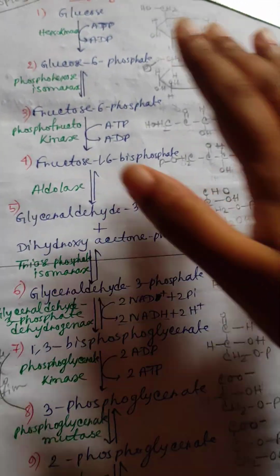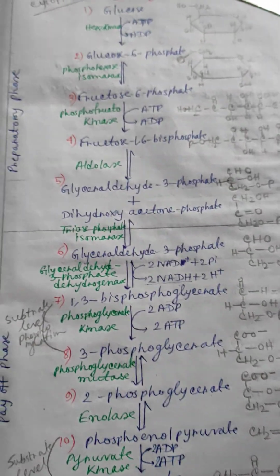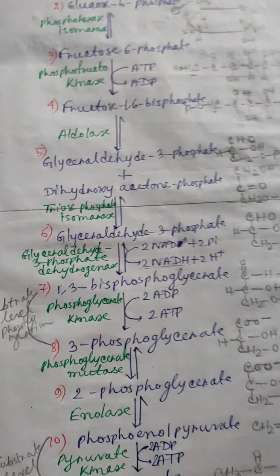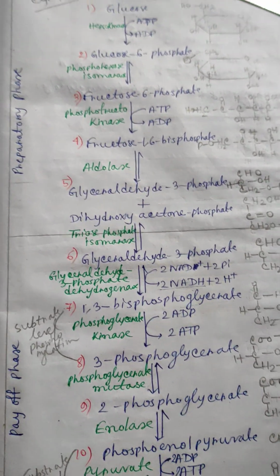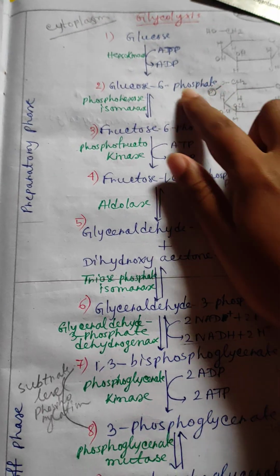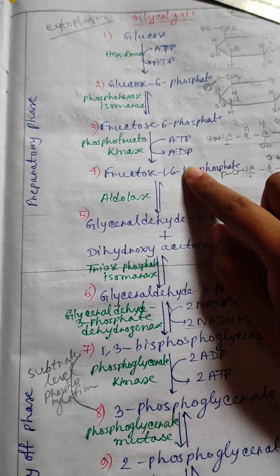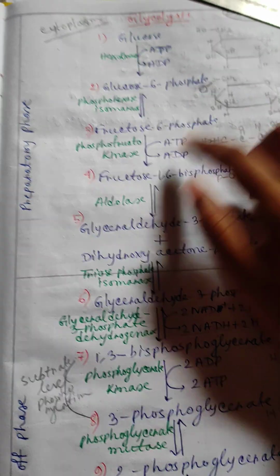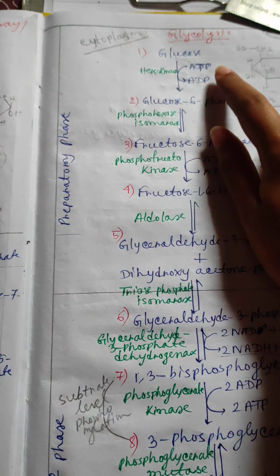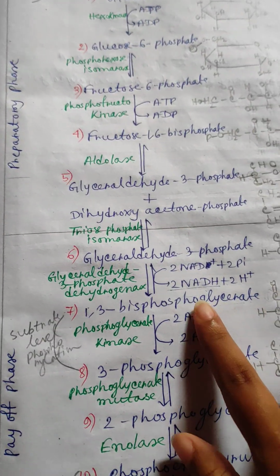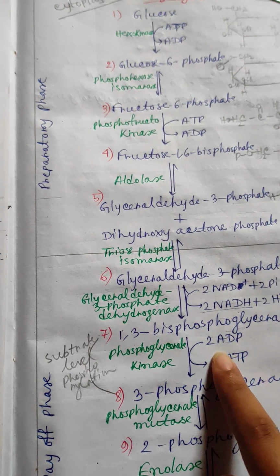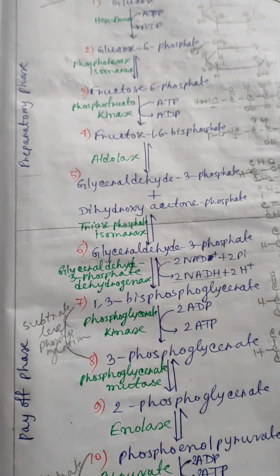So this is the main glycolysis process. Here the overall net gain of ATP is 2 molecules. Here 2 molecules of ATP are used in these two steps, where ATP is converted into ADP, 2 molecules. And here 2 molecules of ADP are converted into ATP.